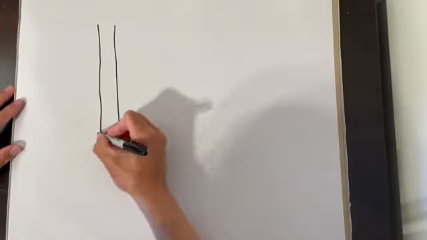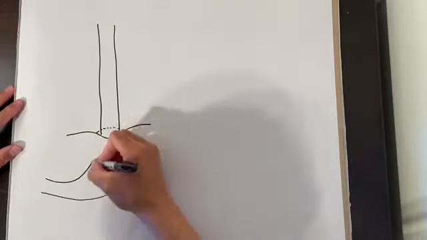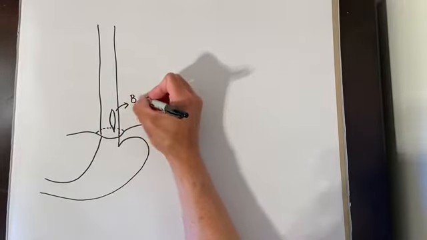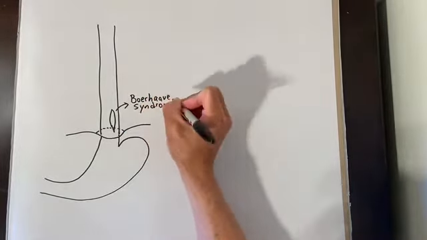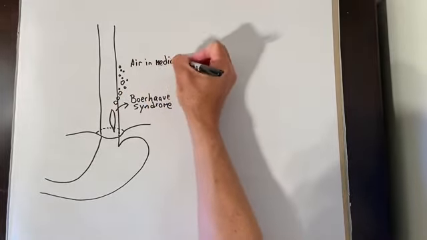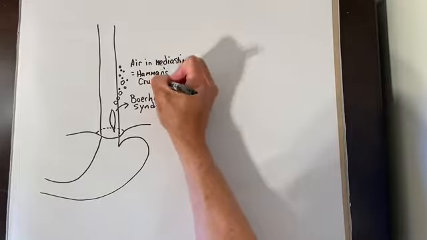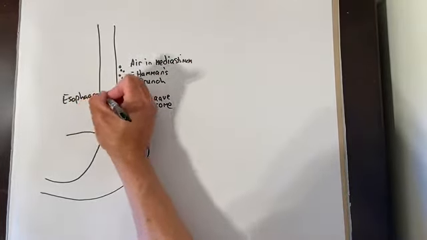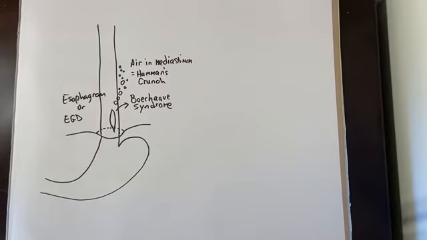Boerhaave syndrome is perforation after forceful retching. Usually it's on the distal esophagus on the left side. Other causes of perforation will be iatrogenic during endoscopy. Air in the mediastinum can cause a crunching sound on auscultation called a Hammond's crunch. The first best test, if suspicion of perforation, is gastrografin esophagram.